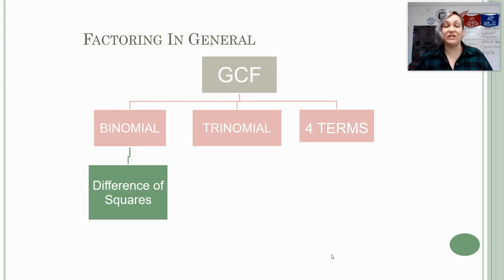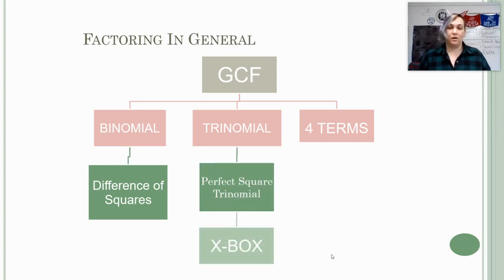If you decide that it's a trinomial with 3 terms, there are 2 different methods that we can use. The first method you can check for is perfect square trinomial. That method is not used very often, but it is a really quick check. Are the first and last numbers perfect squares? Is the last number positive? A lot of times you're going to say no, that's not true, and then you would just move on and do X box. But if you say yes, that is true, then you should try perfect square trinomial.